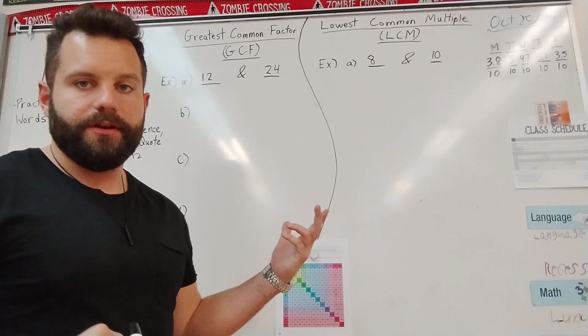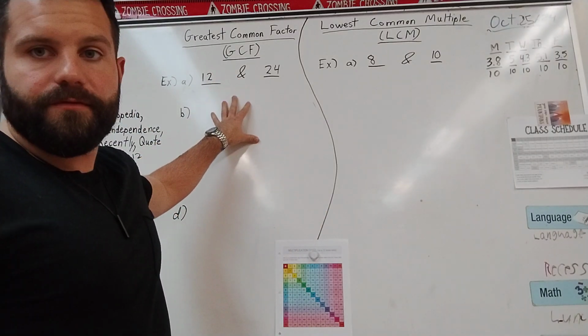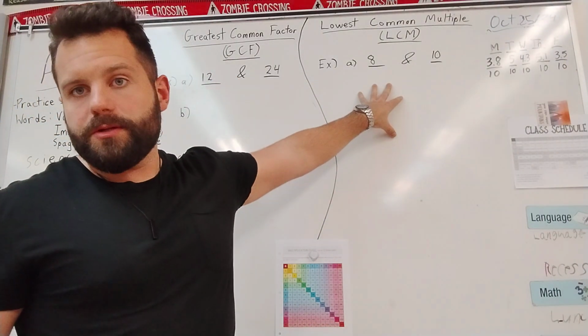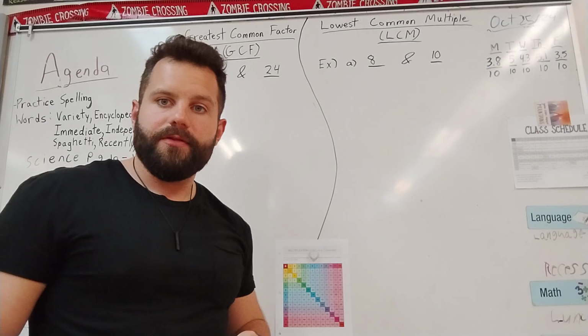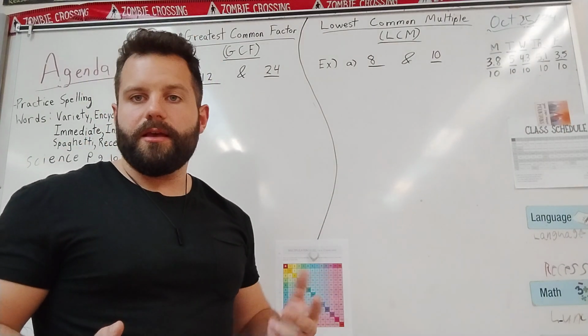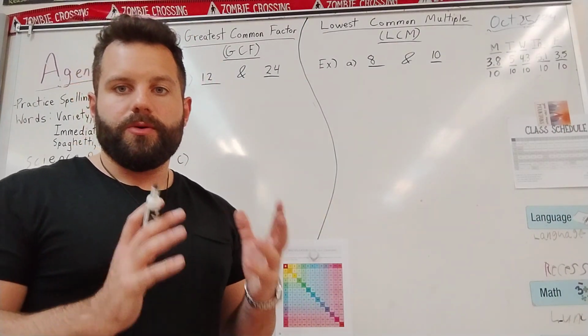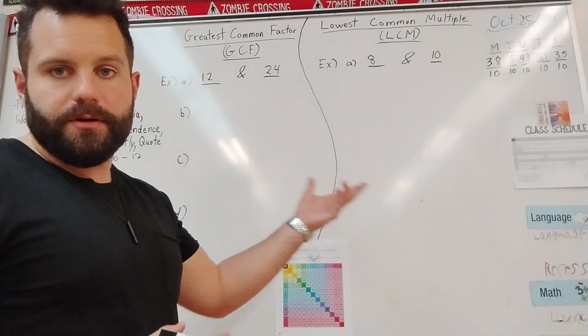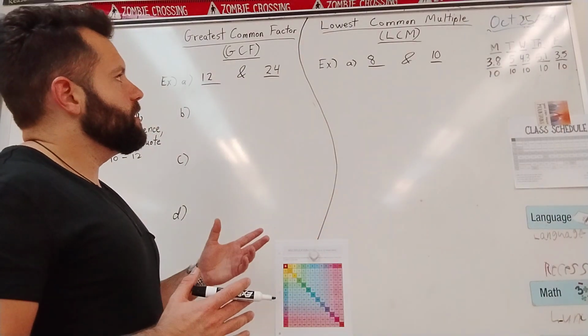I just want to show a quick video on how to find the greatest common factor and the lowest common multiple. We have been working on this in math for the past week and I thought I'd show you with a quick couple examples for finding these two ideas.